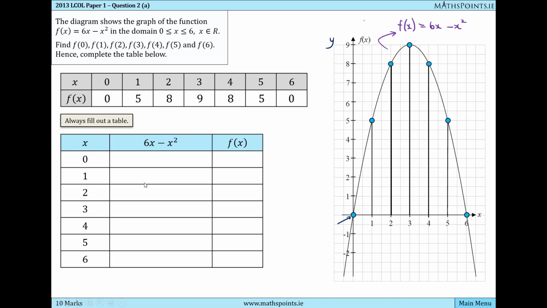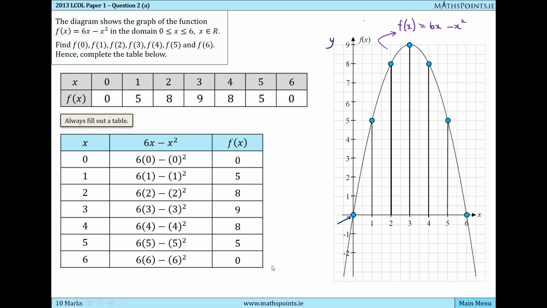So if we sub in 0 into the function, we get 6 by 0 minus 0 squared, which is 0. When we sub in x equal to 1, we get 6 by 1 minus 1 squared, which is 5. X equals 2, we get 6 by 2 minus 2 squared, which is 8. X equals 3, we get 6 by 3 minus 3 squared, which is 9. X equals 4, we get 6 by 4 minus 4 squared, which is 8. X equals 5, we get 6 by 5 minus 5 squared, which is 5. And then 6 by 6 minus 6 squared is equal to 0. So this just confirms that these are the points.